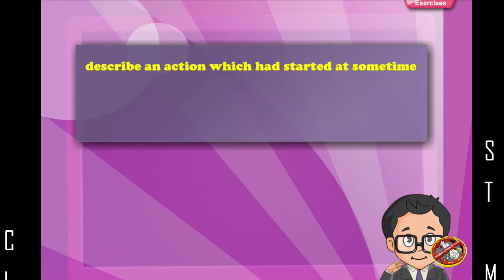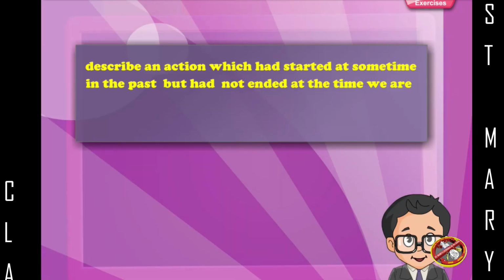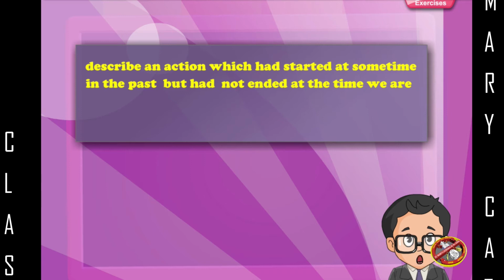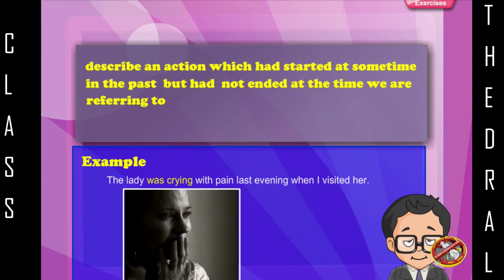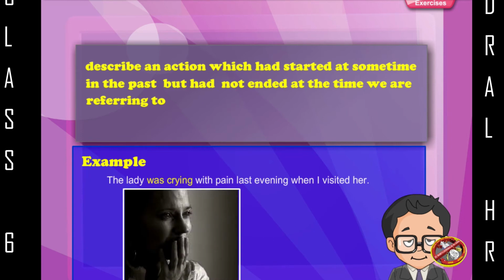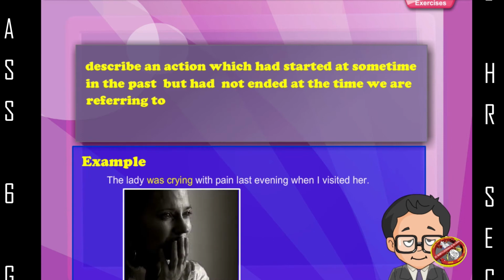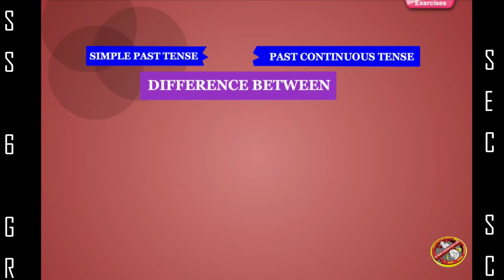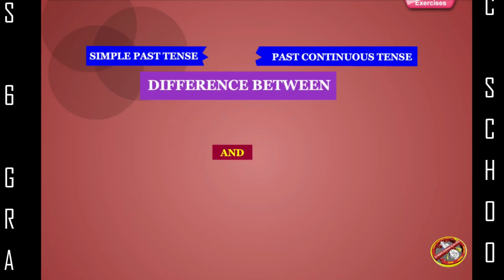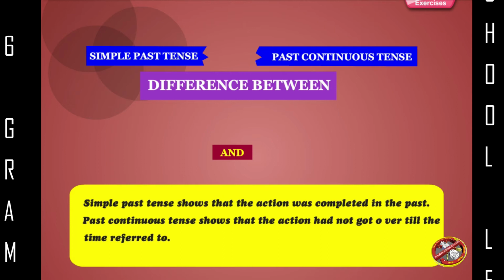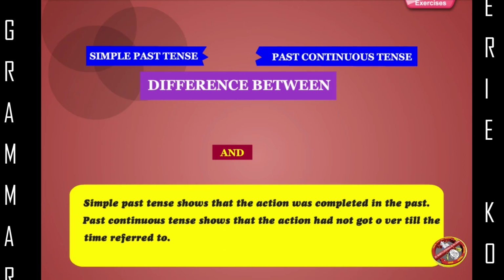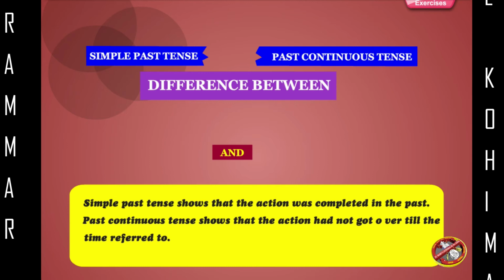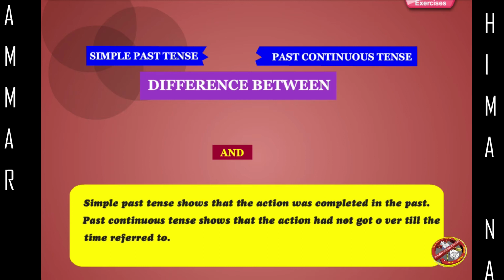Describe an action which had started at some time in the past, but had not ended at the time we are referring to. Examples, the lady was crying with pain last evening when I visited her. Difference between simple past tense and past continuous tense. Simple past tense shows that the action was completed in the past. Past continuous tense shows that the action had not got over till the time referred to.